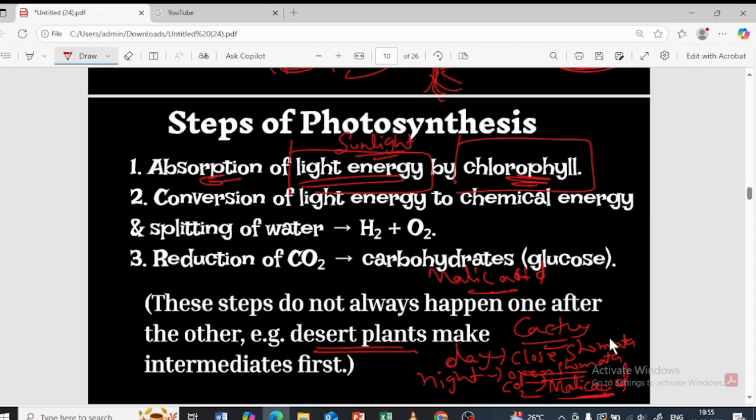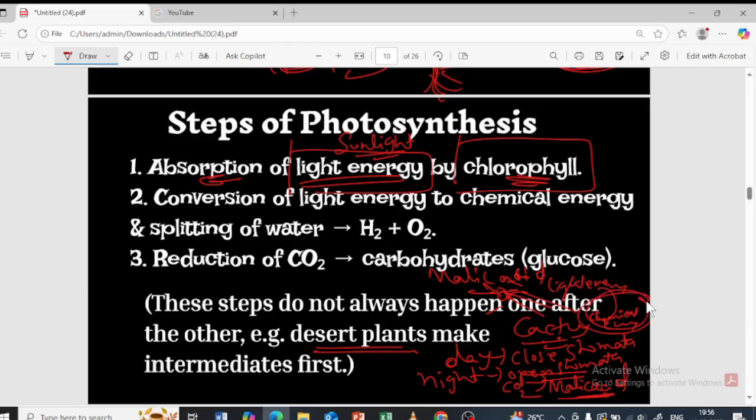Now during the daytime, the stomata will be closed, right? Now the sunlight will be falling upon this cactus, and this sunlight gives which energy? Light energy, which is then converted into which energy? Chemical energy. And later the same process, just like that of the normal green plants, is going to take place.